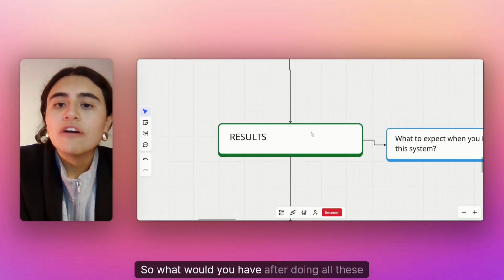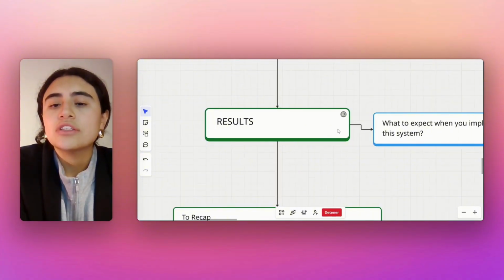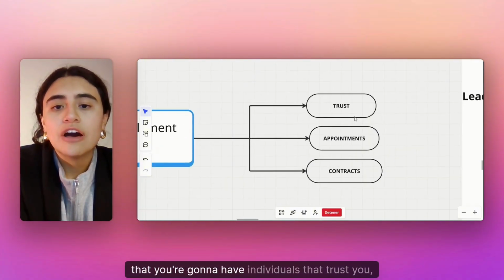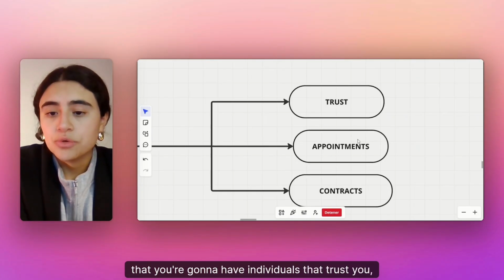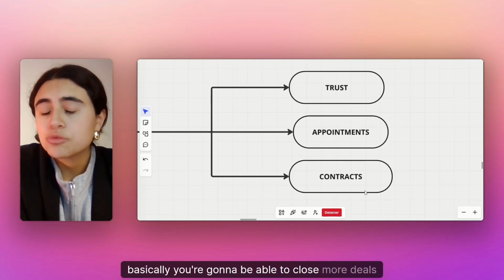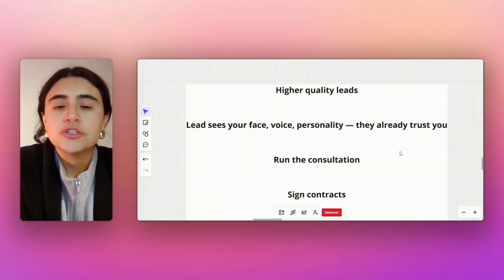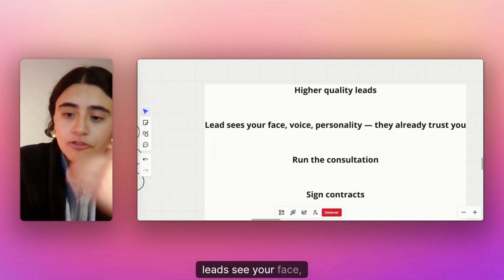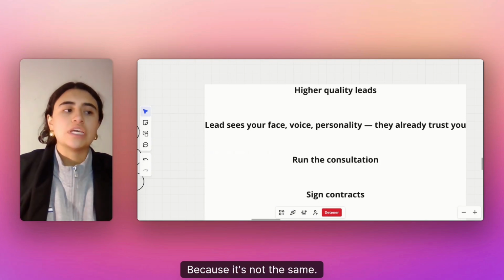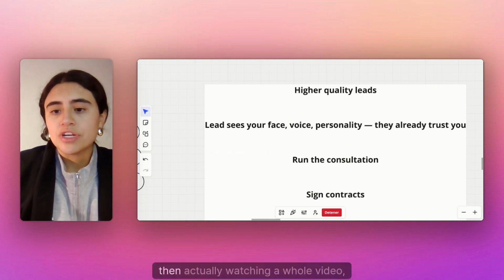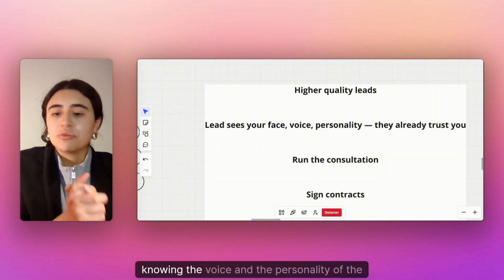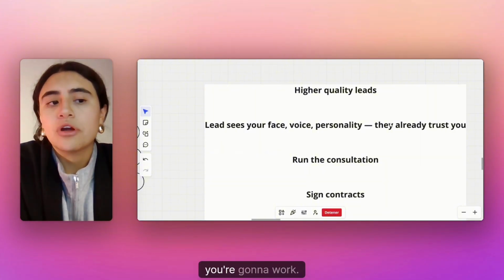So what will you have after doing all these steps? The results you have to expect from this system is that you're gonna have individuals that trust you, you're gonna have qualified appointments, and basically you're gonna be able to close more deals and contracts. So higher quality leads see your face, voice, personality, they already trust you, because it's not the same just watching a random picture than actually watching a whole video, actually looking at the face, knowing the voice and the personality of the realtor you're gonna work with.